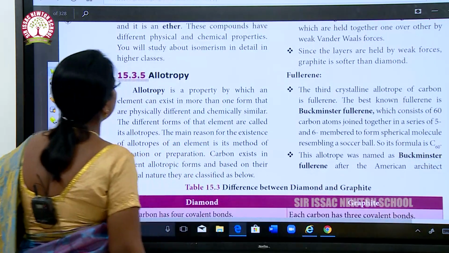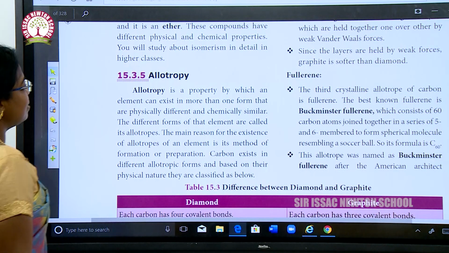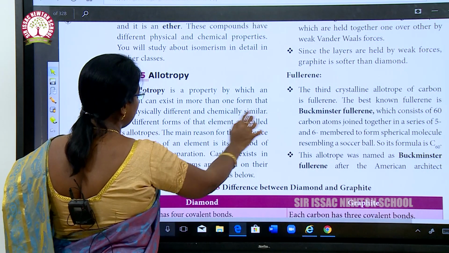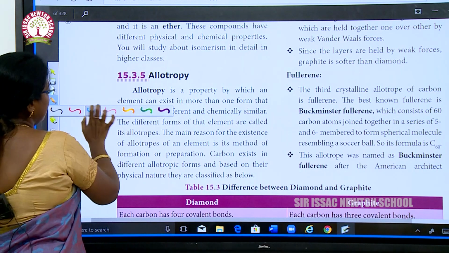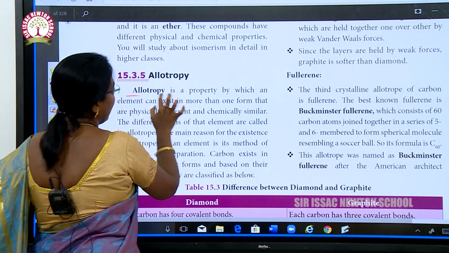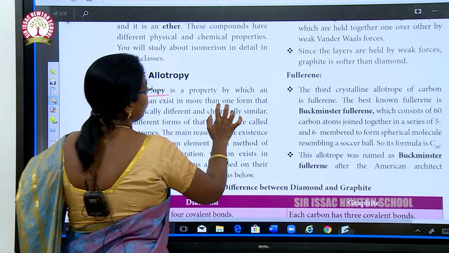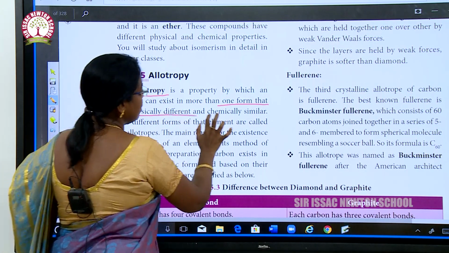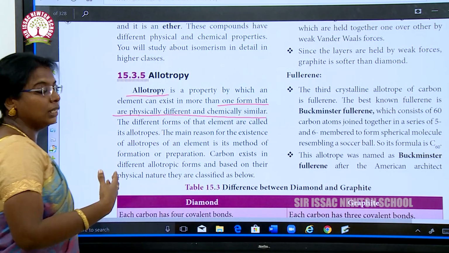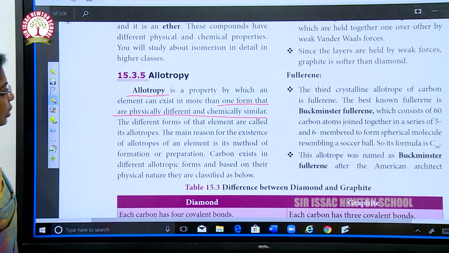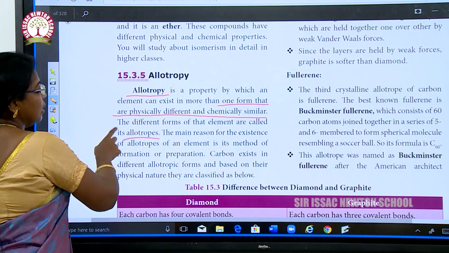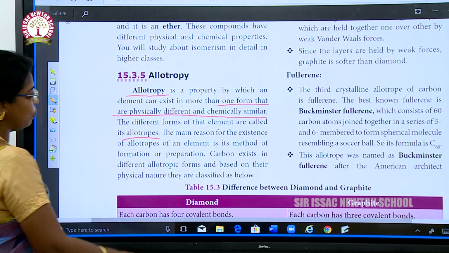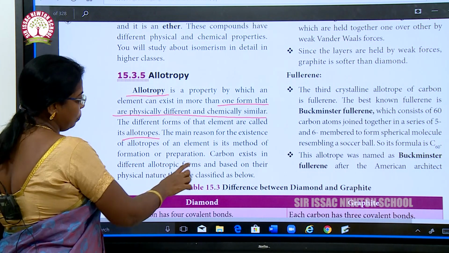Allotropy is the property by which an element can exist in more than one form that are physically different and chemically similar. The different forms of an element are called allotropes. The main reason for the existence of allotropes of an element is its method of formation or preparation.